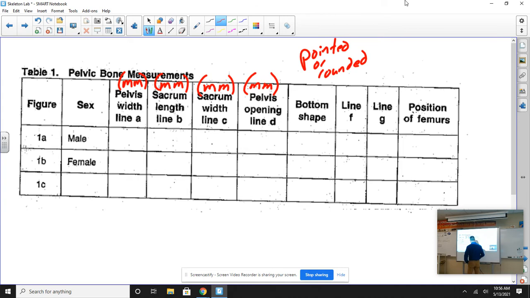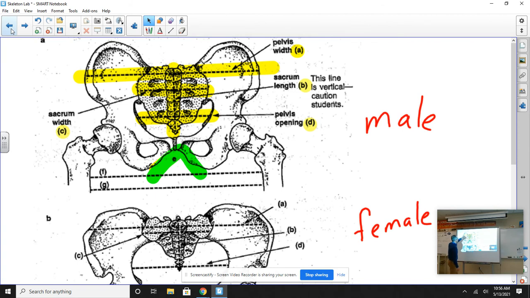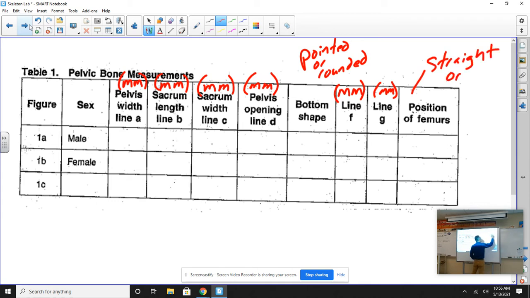The next two measurements you have to make are line F and G. Those are both also going to be in millimeters. Line F and line G. The procedure says that if F and G are the same length, then those femurs are straight. If F and G are different, then they are slanted inward. So those are your choices for those columns.